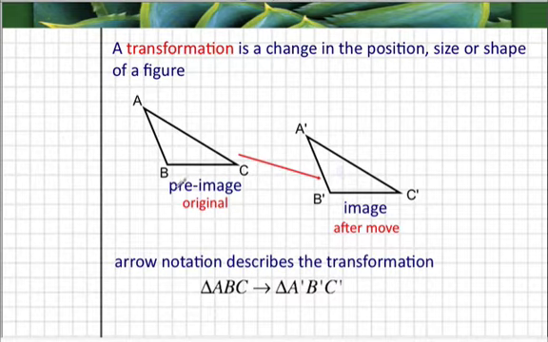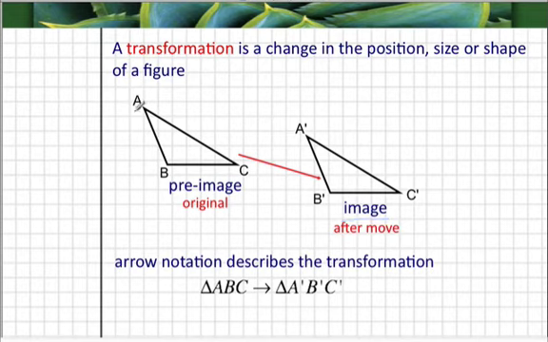The original triangle is called the pre-image. That's the one that you started with before you performed the transformation. The new triangle, after it's been moved, or after the slide or the flip or whatever the transformation is, after you've changed it, is called the image.